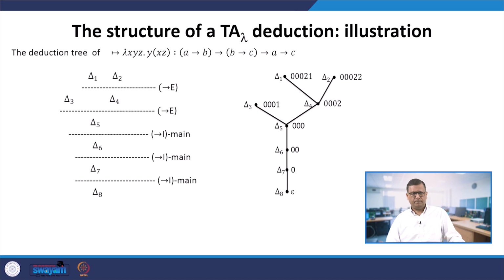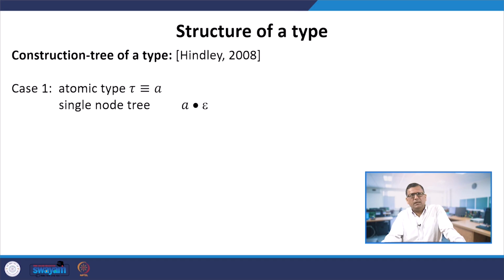Okay, now we are going to discuss the structure of a type. We have seen the structure of a T lambda deduction, we have seen the structure of a term M, and now we have to discuss the structure of a type, that is the construction tree of a type. It is similar to the way we have done the construction tree of a term or of a deduction. Now we have to consider two cases, because here there is application, but nothing like abstraction.